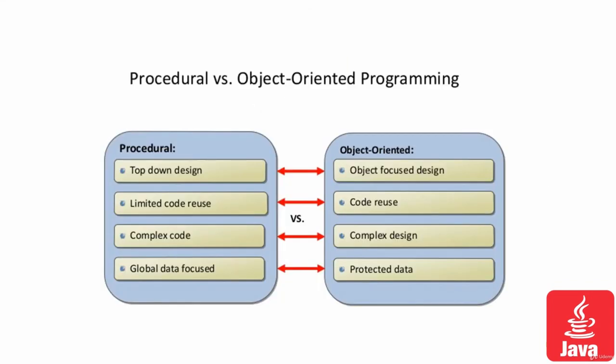There are a few more differences between the procedural approach and the object-oriented approach. The procedural approach is a top-down design. The object-oriented approach is focused on objects rather than design. We can move top or down anytime we want. The procedural approach has limited code reuse. It could be reused, but with very limited conditions.